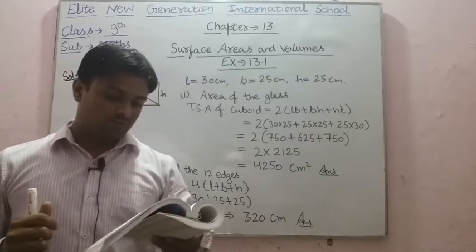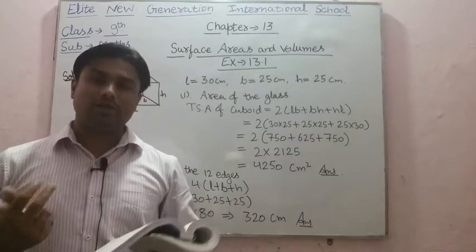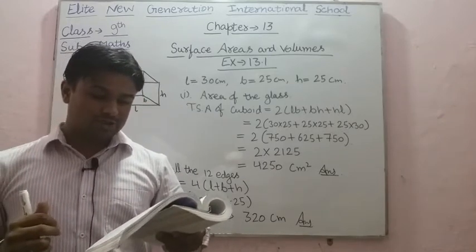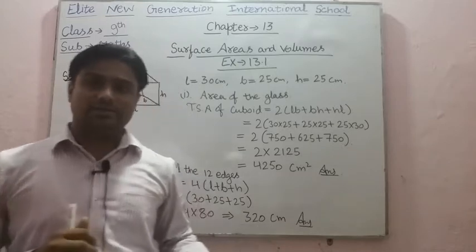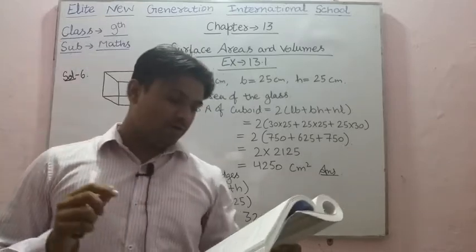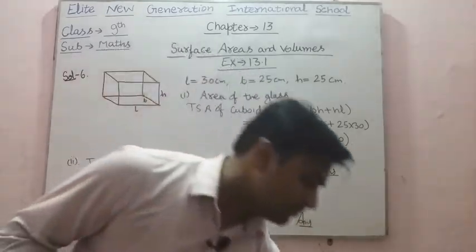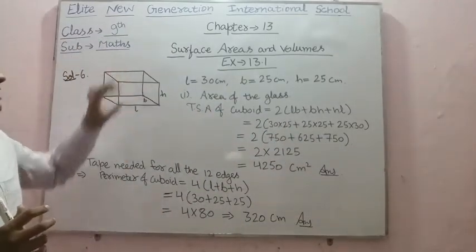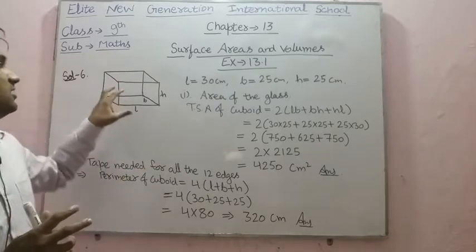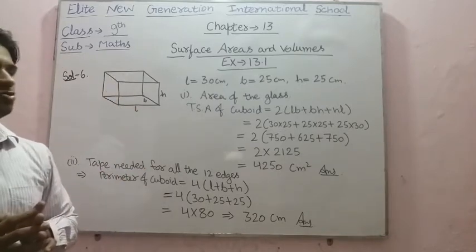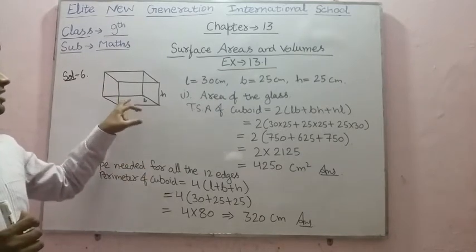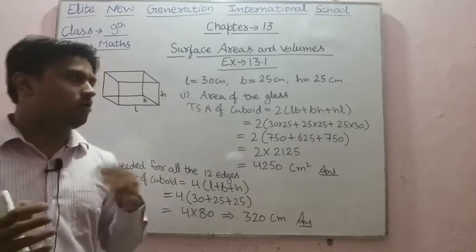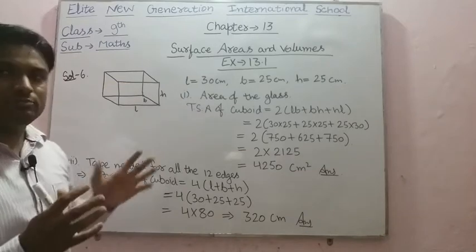Here first of all we have to find the area of glass, and second we have to find how much tape is needed for all the 12 edges. First of all we are given a small greenhouse herbarium. What is a greenhouse herbarium? It is made up of glass panes, and here all the 6 faces are made of glass. So first we have to find the area of glass.